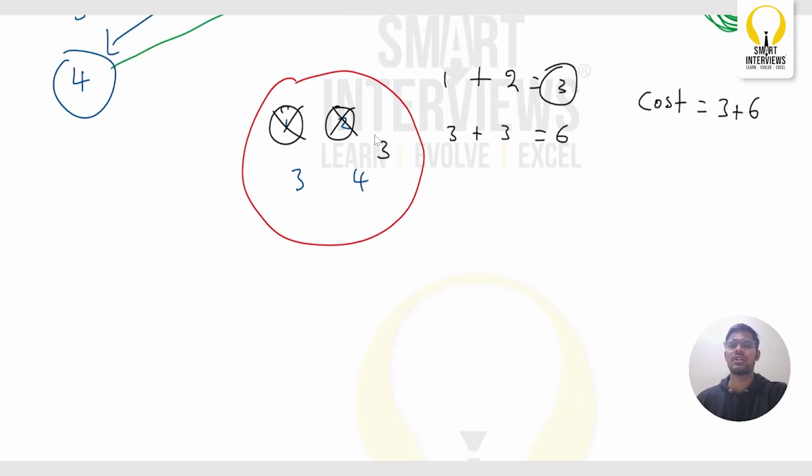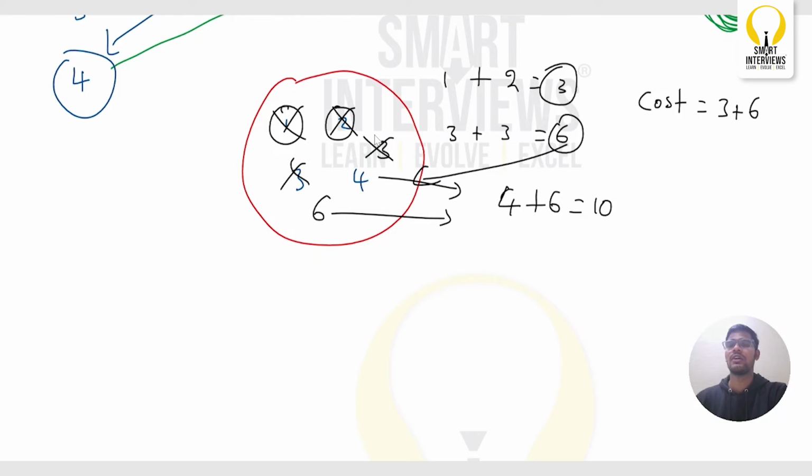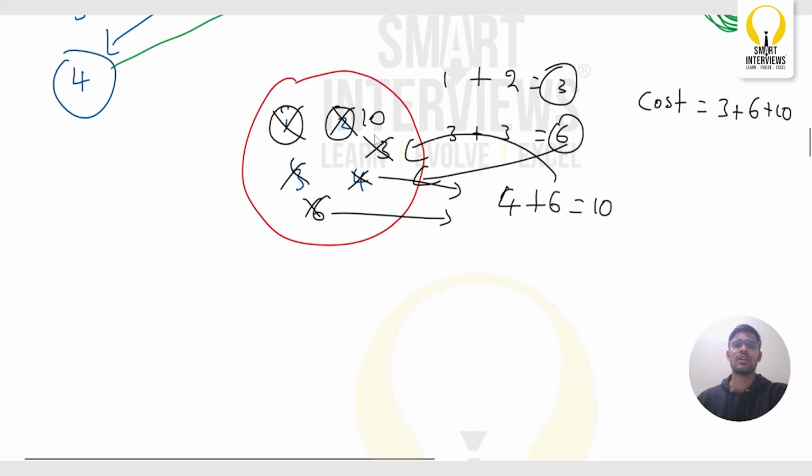Add 6 to the cost. And again insert this 6 into the data structure. So again you'll remove 4 and 6, 4 plus 6, you'll get 10. Add 10 here, again insert 10 here. We have to repeat this process until we have only one element in this data structure. So always we are picking the 2 minimum values.